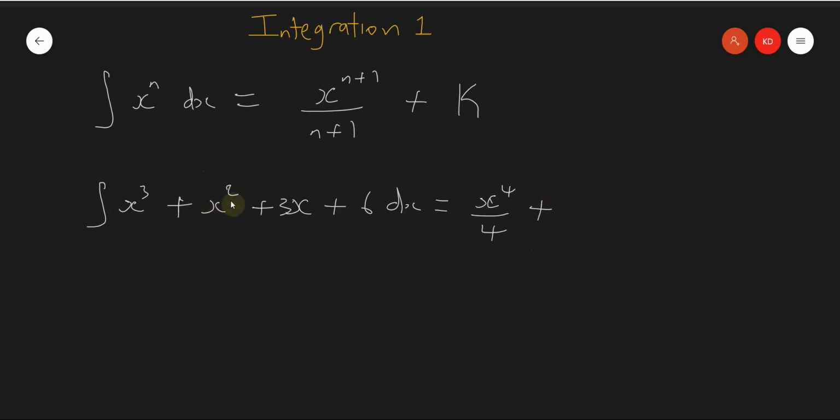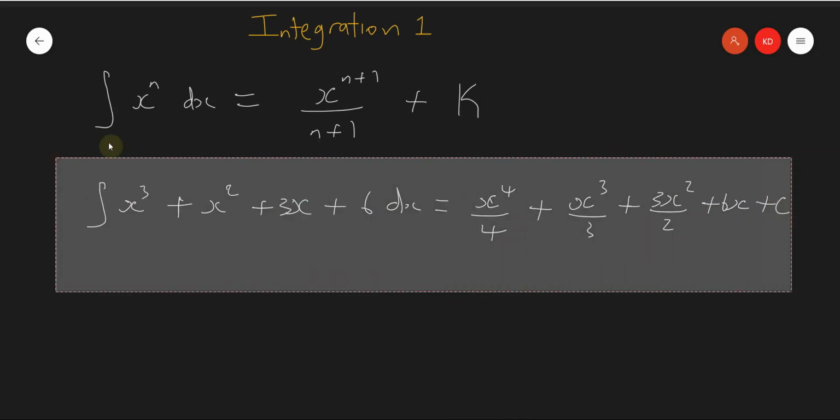So that's the integral of x squared, that's x cubed over 3 plus the integral of 3x, that's 3x squared over 2, and the integral of 6, that's 6x, and of course we have our plus c, right? And that's just how we integrate a problem like this.